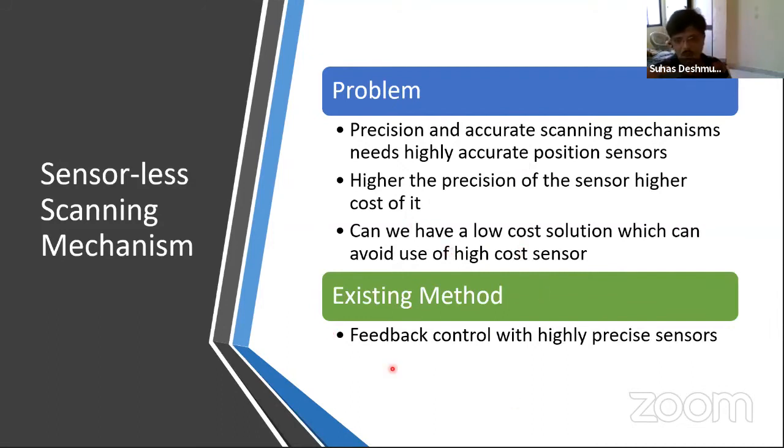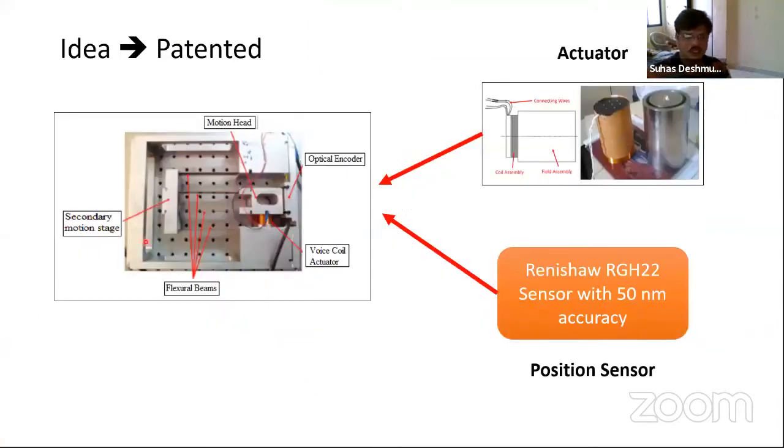Feedback control with highly precise sensors is the current solution for this. So this is a typical mechanism used. Here an optical encoder is used, a Renishaw optical encoder with 50 nanometer accuracy. This 50 nanometer accuracy sensor costs approximately 75 to 80,000 rupees, and there is the manufacturing of these beams, which will give me a precise motion. For actuation purposes, we use an actuator, called a voice coil actuator.